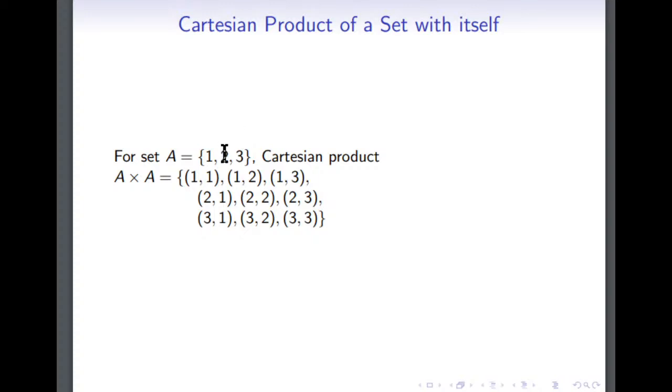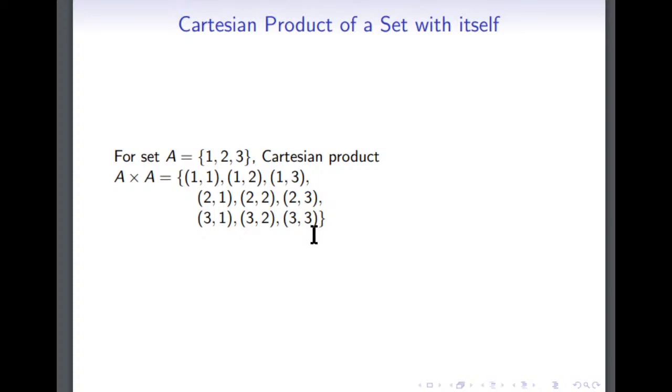Now what about 2? 2 can be related with 1, 2 can be related with 2 itself, and 2 can be related with 3. You can see 2,1, 2,2, and 2,3. Similarly, the third, 3, can be related with 1, 3 can be related with 2, 3 can be related with 3 itself. These are the 9 possibilities.